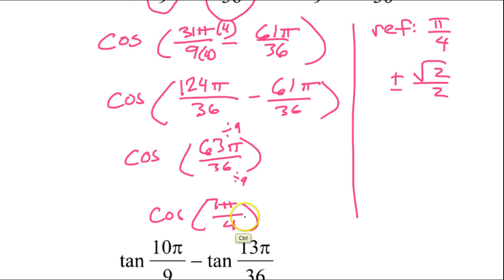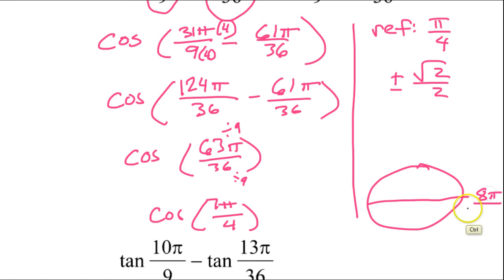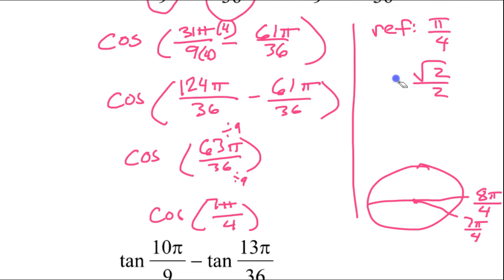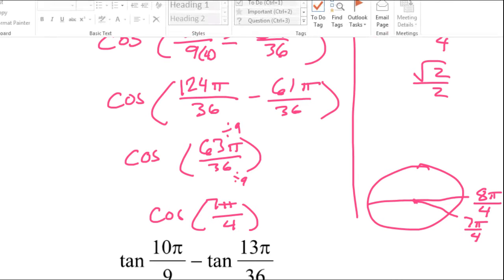Now, what quadrant is 7 pi over 4 going to be in? Well, if you think about it, 8 pi over 4 would be all the way back around to 2 pi. So 7 pi over 4 is going to be 1 short of that. So 7 pi over 4 will definitely be in the fourth quadrant. And cosine is positive over here because it's to the right. So that's why the answer is going to be positive radical 2 over 2.